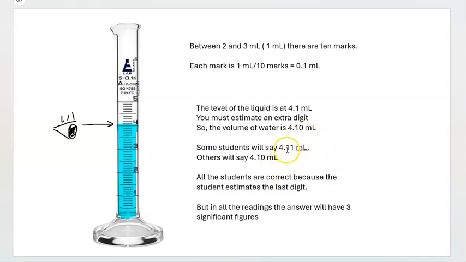Both are correct because the last digit is always estimated, depends on the person that is doing the measurement. But what you are sure is that your answer must have 1, 2, 3 significant figures. Stop the video and try to see what to do in measurements, significant figures, and significant figures in math operations.